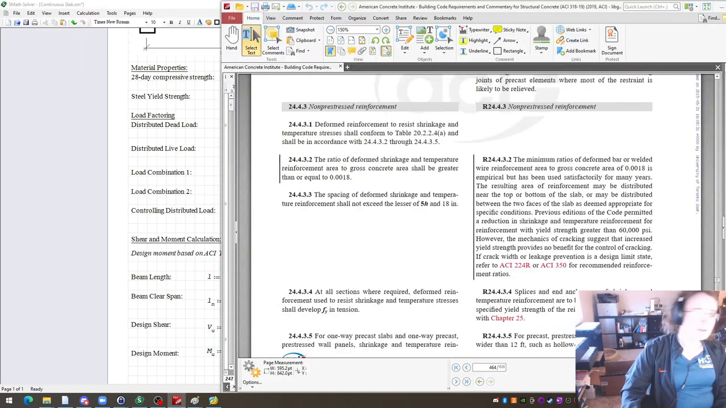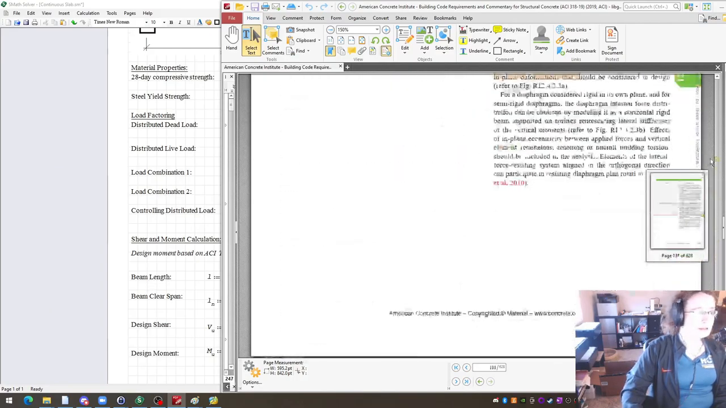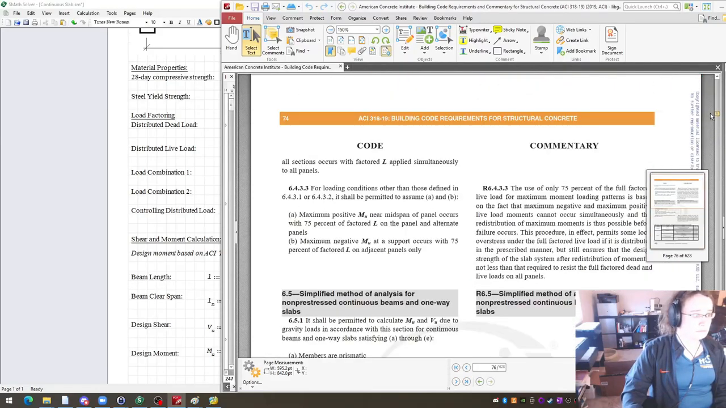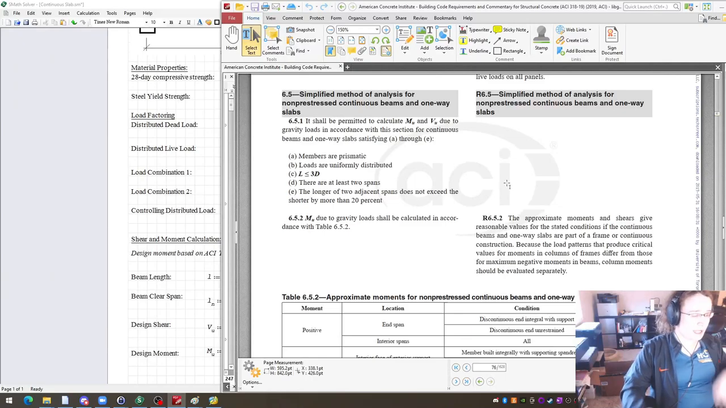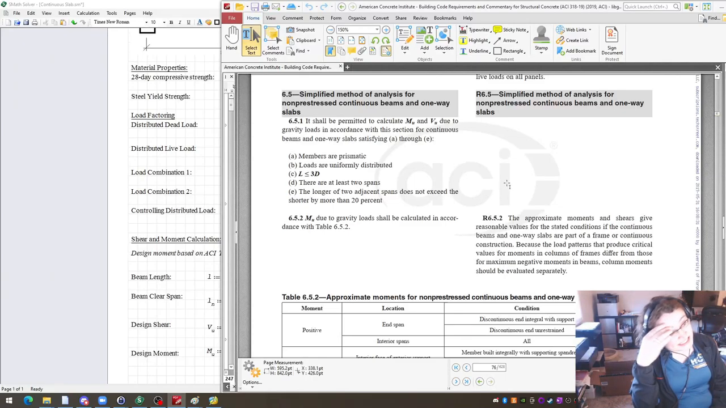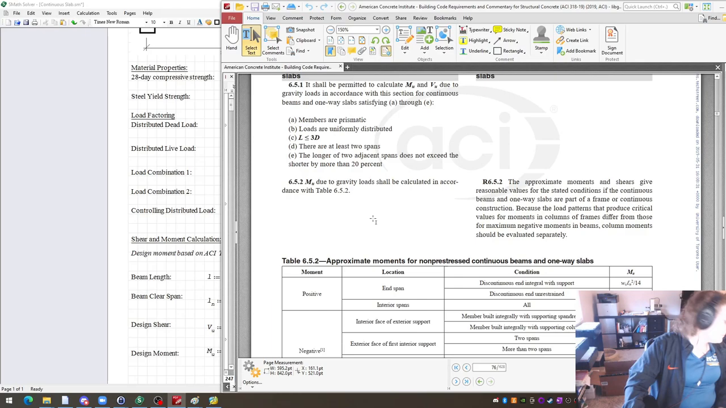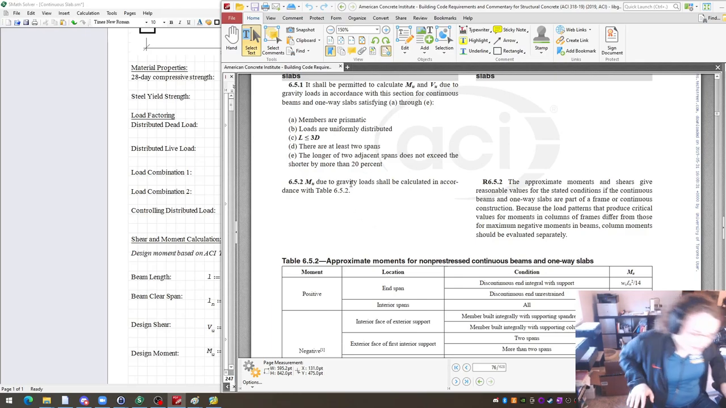Okay, I want to next go to section 6.5.2, table 6.5.2. So we need to be very careful when we use these. So we can use these simplified moment coefficients. However, we do need to be careful with them. Namely, you can only apply these moment coefficients in certain cases. Members are prismatic, loads are uniformly distributed, the live load is less than 3 times the dead load, there are at least 2 spans, and the longer of 2 adjacent spans does not exceed the shorter by more than 20%. And I think we'll clearly meet all of those.